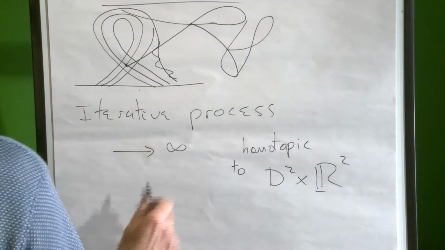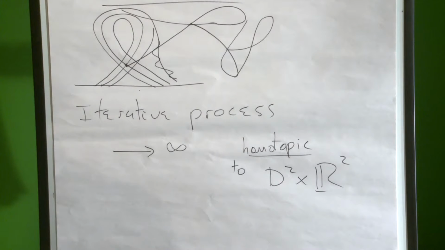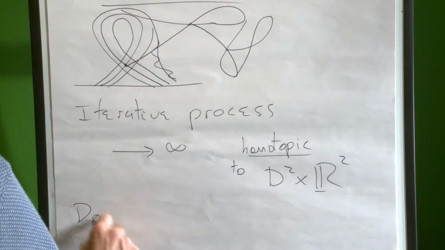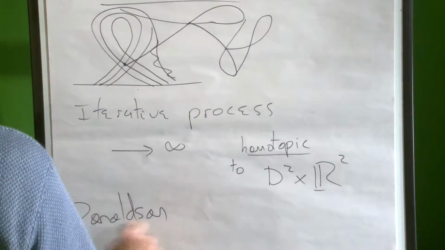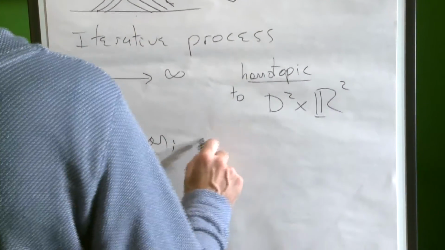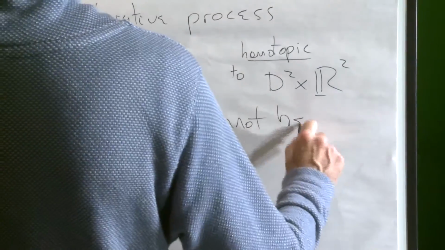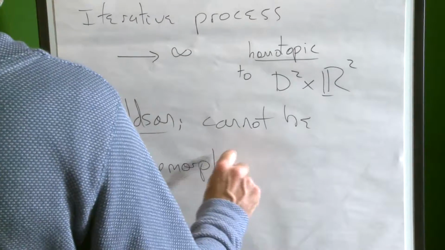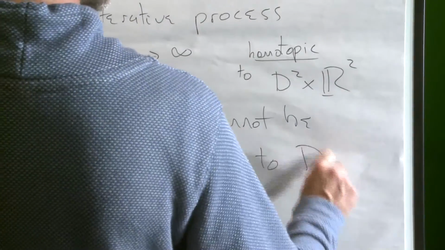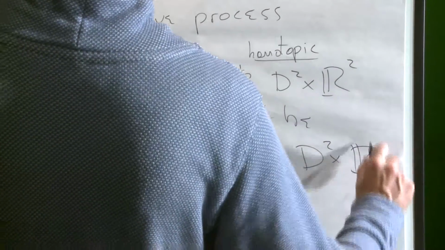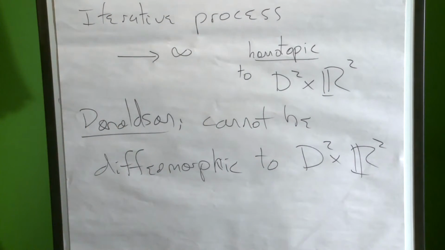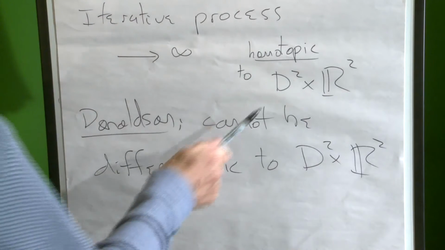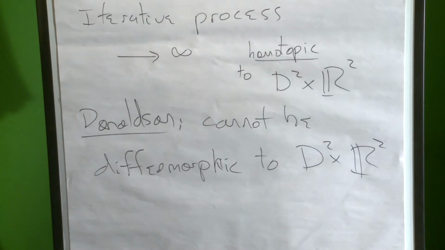The difficulty with this is that while it works in the homotopy category, it doesn't work in, for example, the smooth category. So we know by work of Donaldson that these cannot be diffeomorphic to ordinary two-handles in many circumstances. So these Casson handles have the right homotopy properties, but actually they're not exactly what you need to work in the smooth category.